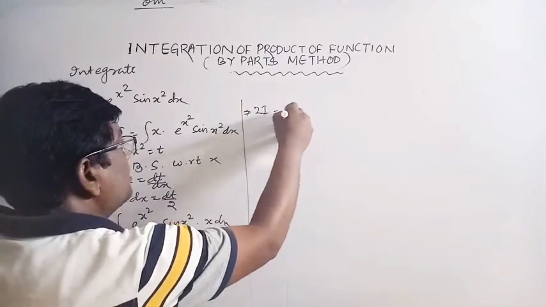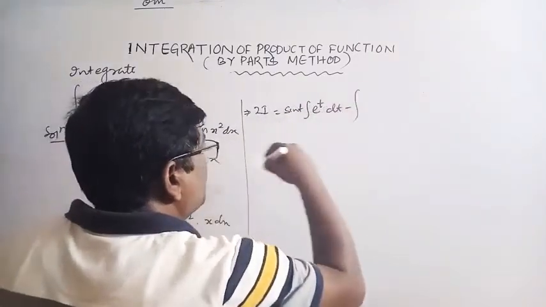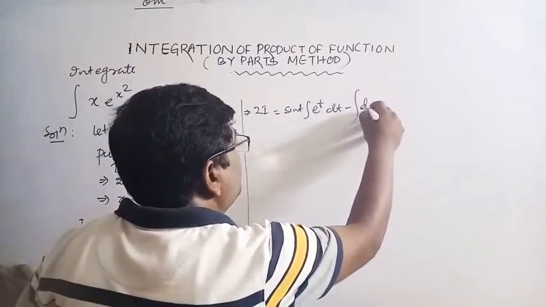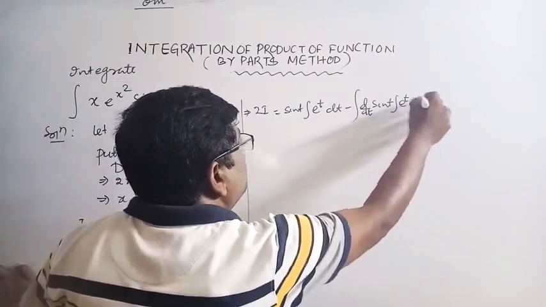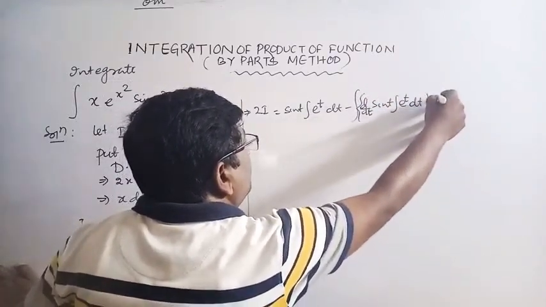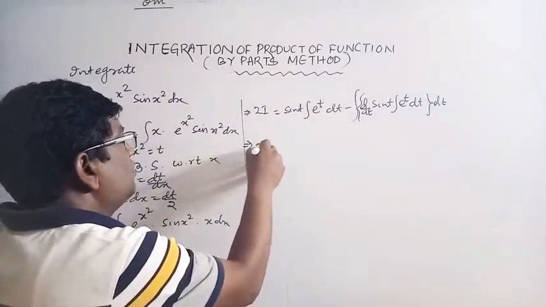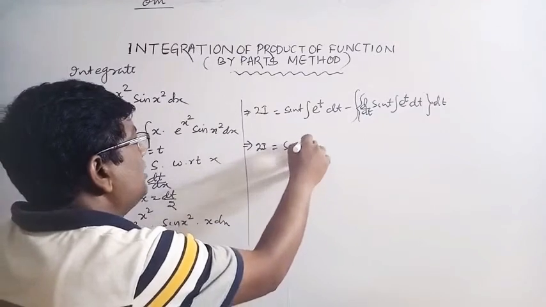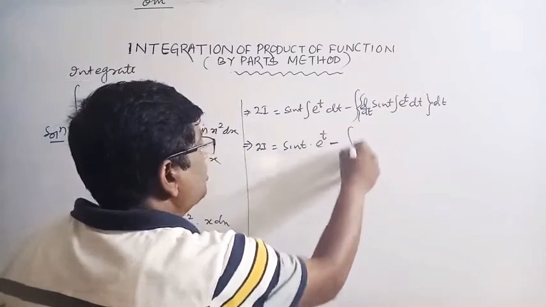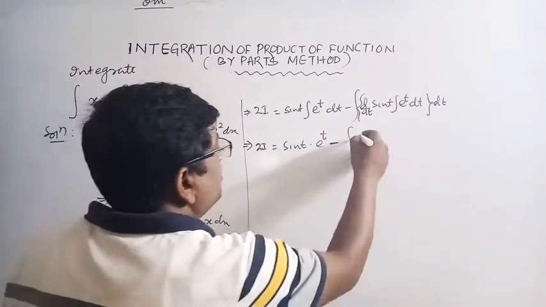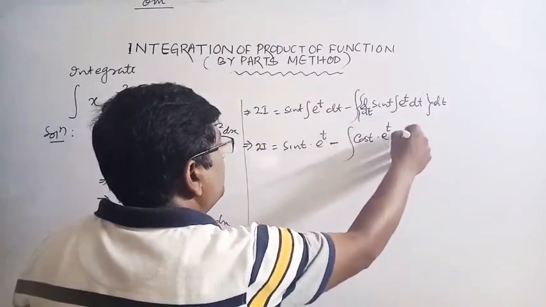Now u means sin t, integration e to the t dt, whole integration, d by dt of sin t integration e to the t dt, whole dt. This is the formula. So 2I is equal to sin t e to the t, minus integration of the derivative of sin t, which is cos t, and the integration of e to the t, which is e to the t dt.